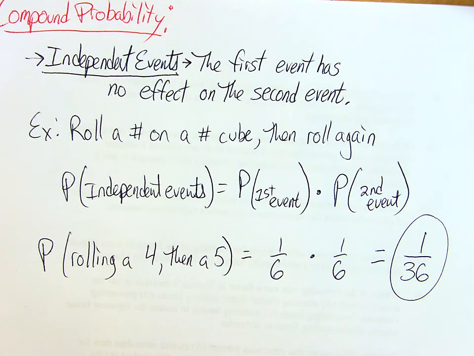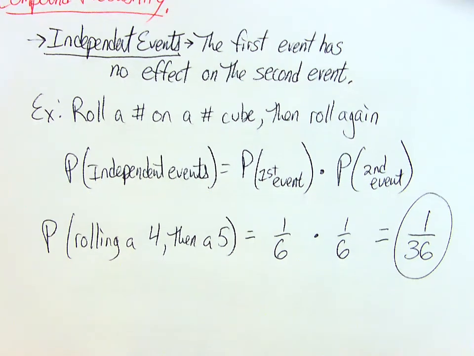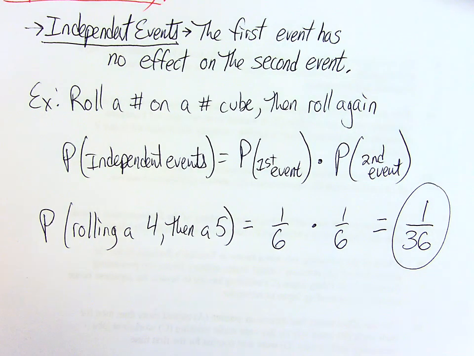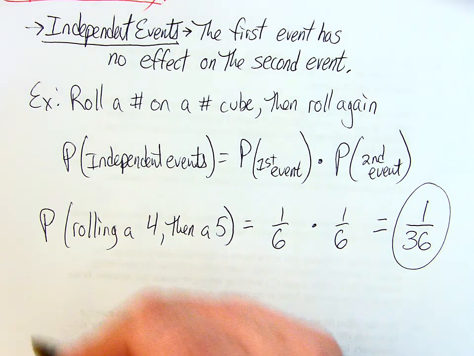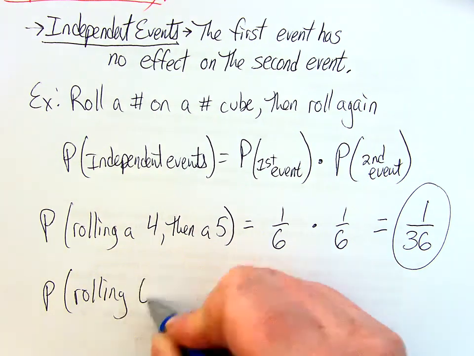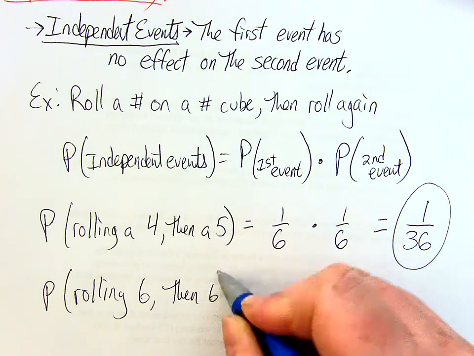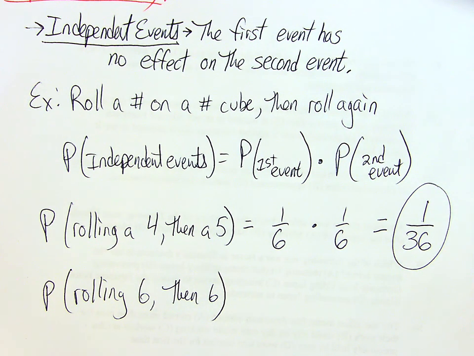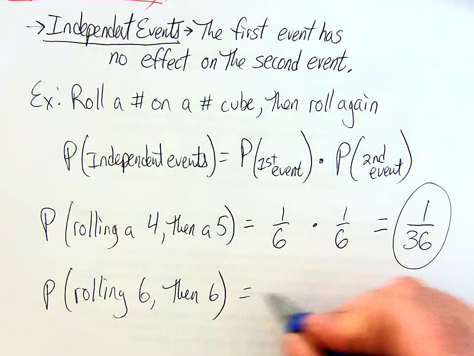Does that make sense? So what do you think the probability would be of rolling a 2, then a 3? It's still going to be 1 out of 36, right? It wouldn't be any different. What's the probability of me rolling, I don't know, a 6 and then a 6 again? It's still 1 out of 36. It doesn't matter.